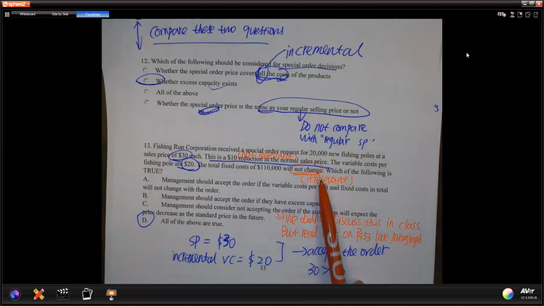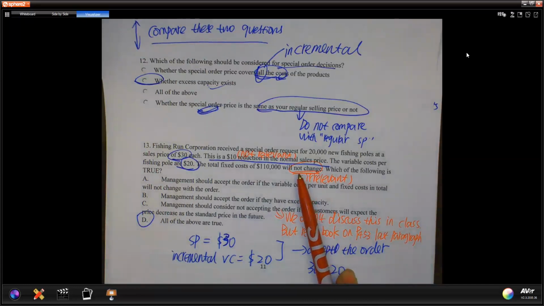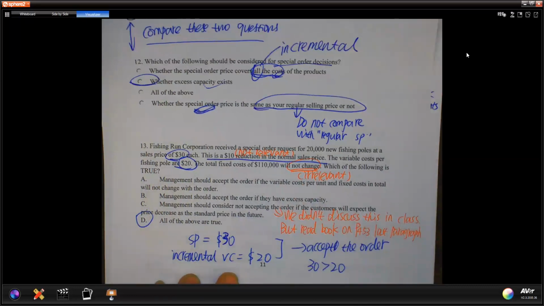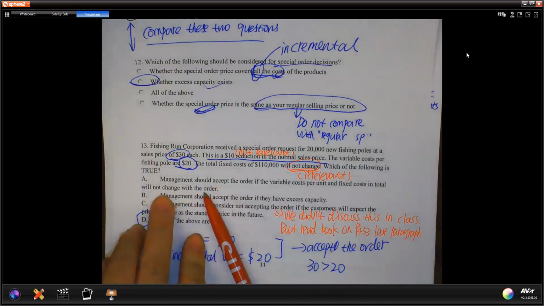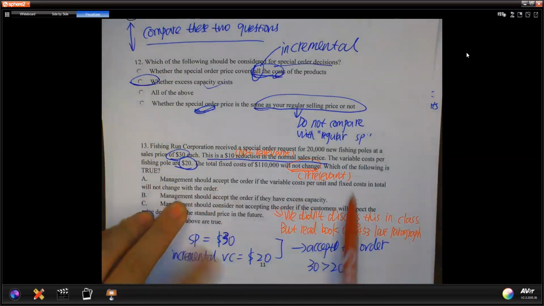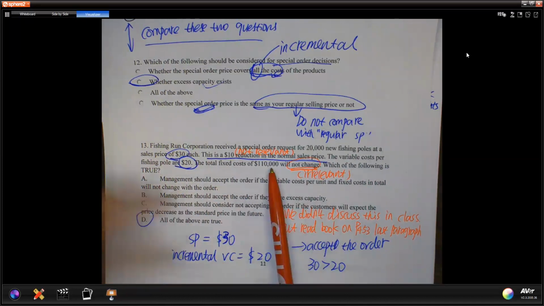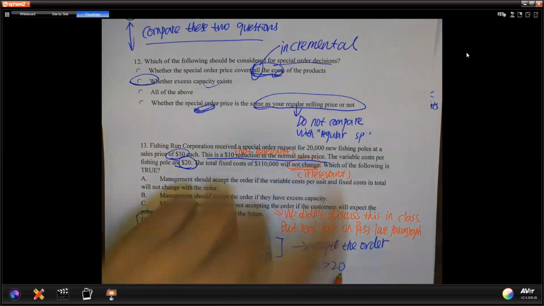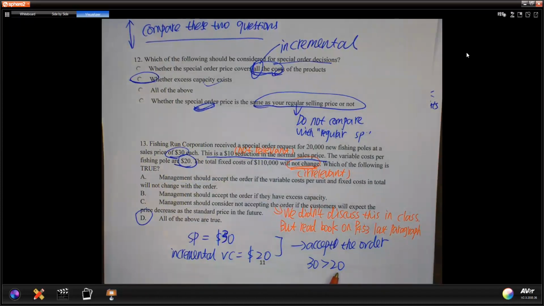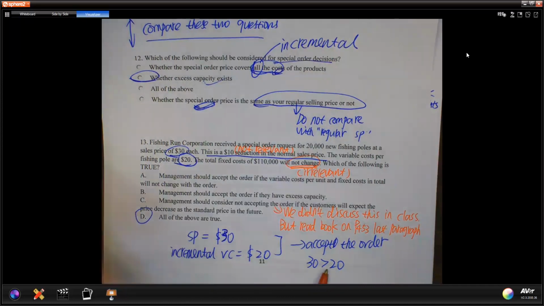Your fixed cost will not be affected. So there is no incremental fixed cost. So your question said, should you take it, yes or no? We said if your fixed cost is not changed, and your variable cost is still $20, your incremental revenue is $30 times 20,000 units. Your incremental variable cost is $20 times your units, then you should take it.